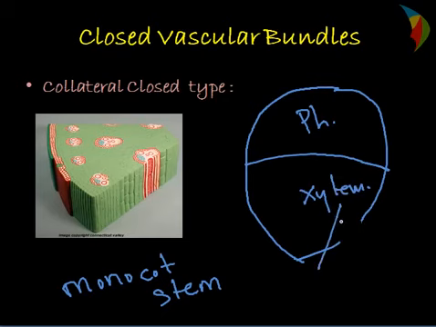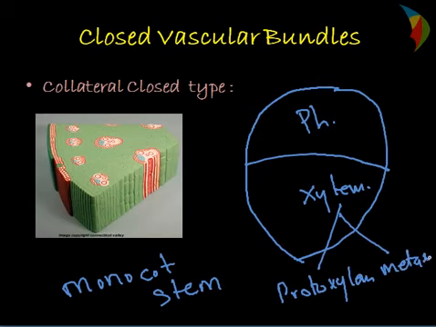And xylem is further divided into protoxylem and metaxylem. This we will discuss further. So this is a typical example of collateral closed type.